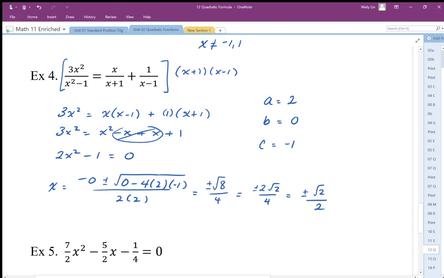And so we would have ended up with the same thing here if we just solve for x. We would end up with plus or minus the square root of 1/2, which is the same as square root 2 over 2.